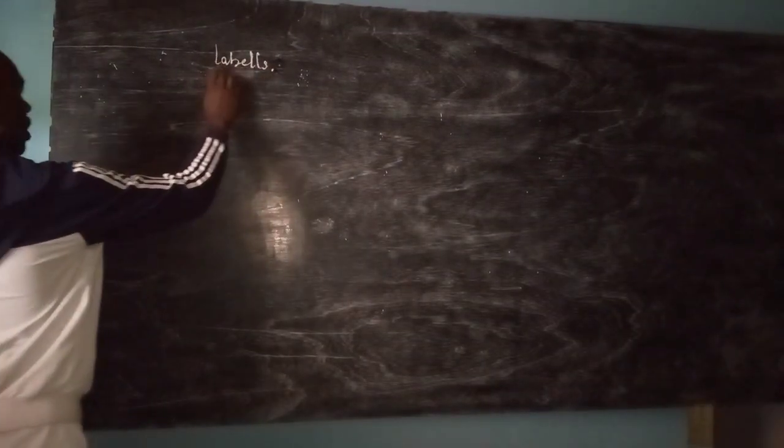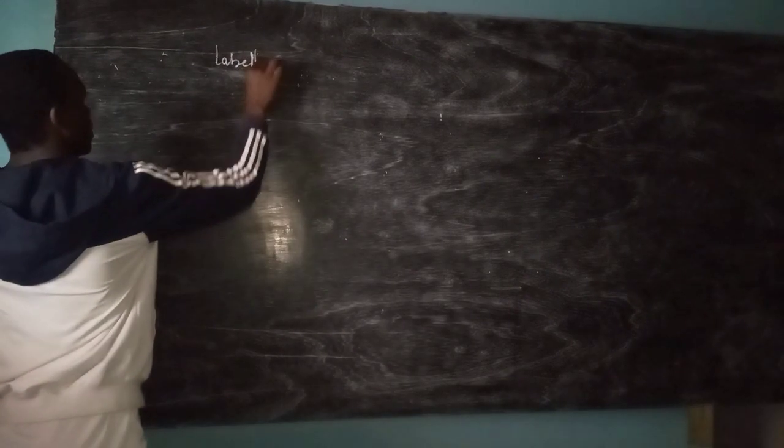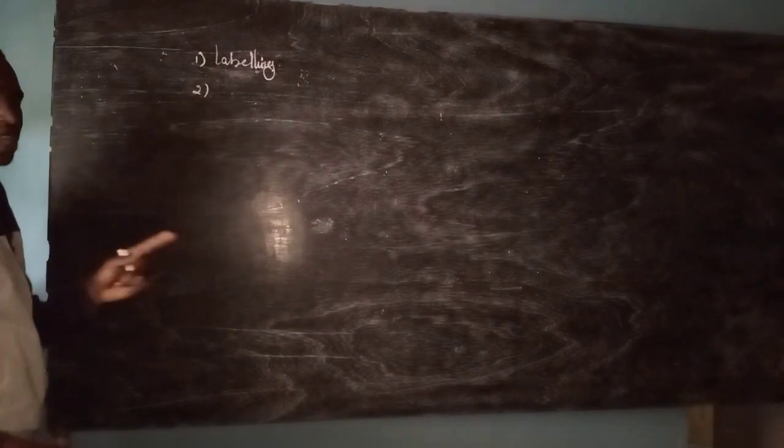So you should have labelings. A good graph should have labelings. That means the quantities you have plotted must be indicated clearly. Number two, that's the first one. Number two, a good graph should have what?